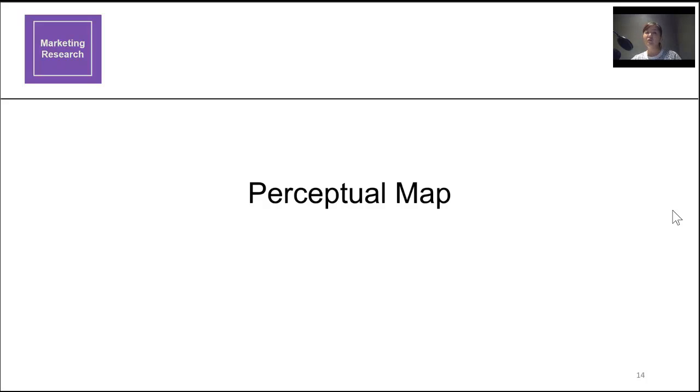Let's now move on to the perceptual map. The perceptual map is a visual presentation of the factor analysis. But it is not only for the factor analysis. It can also be used for the cluster analysis that we learned, and PCA, which is principal component analysis, another dimension reduction technique that I didn't introduce in this course. Overall, the perceptual map is for dimension reduction techniques and visualization of their results.